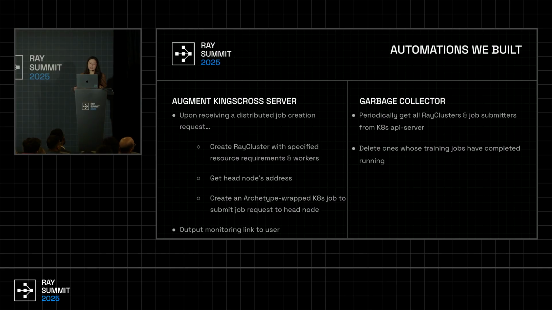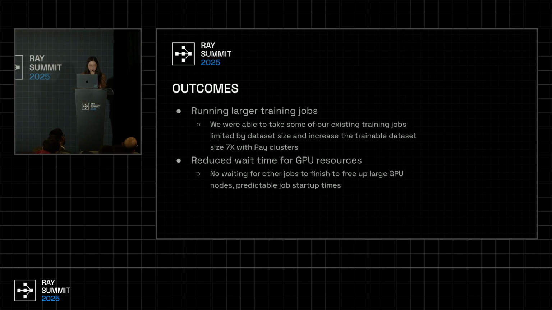And we also built a garbage collector that periodically polls the Kubernetes API server for all Ray clusters and their associated Kubernetes jobs that submit the job, and deletes the ones whose training jobs have completed. Again, we know that the training job is completed because the Kubernetes native job that runs the job submission request has a completed status. And we delete ones that are done. The reason we have a separate garbage collection component is so that we can keep the King's Cross server stateless.